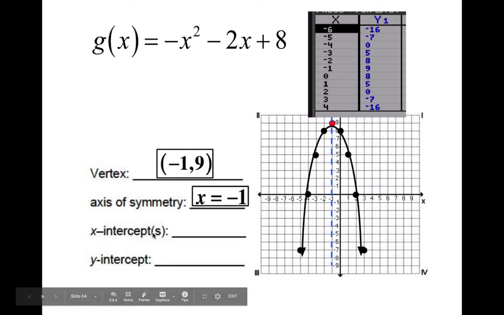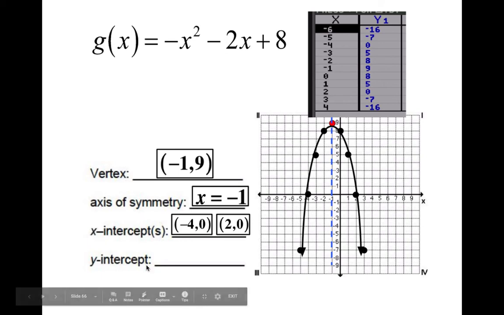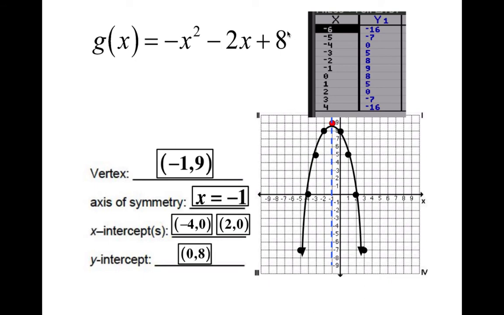And then for your x-intercepts, where does it cross the x-axis? Well, that would be at negative 4, 0 and positive 2, 0. You can see them on your table. And then for your y-intercept, it's where it crosses the y-axis, which is over here at 0, 8. And again, notice that's your c value.